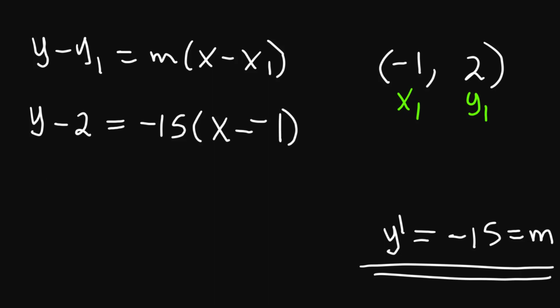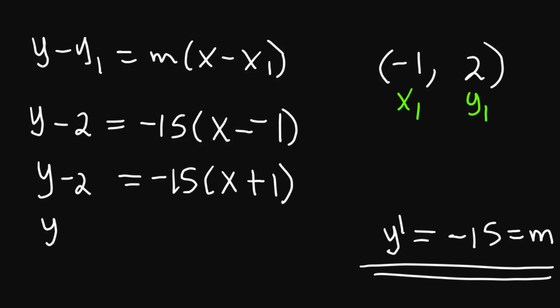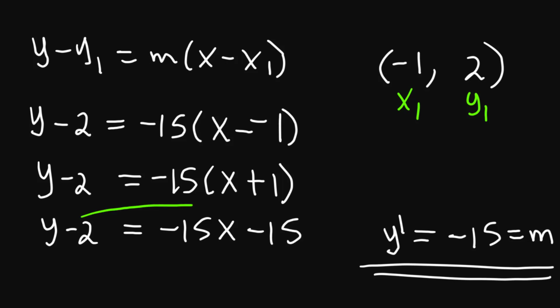This will become y minus 2 equaling negative 15 times x plus 1. If we distribute negative 15, we shall have negative 15 times x minus 15. And if we take negative 2 to the right hand side, the negative sign will become positive. This will give us y equaling negative 15x minus 15 and then plus 2.